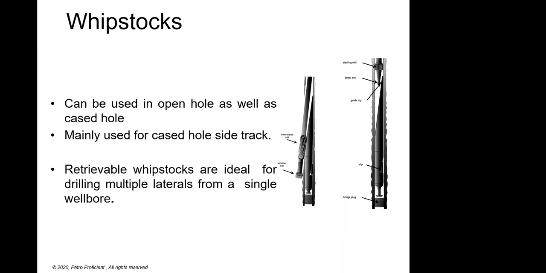So this is what the whipstock is that I just spoke about. As you can see here, it is mainly used in cased hole, and some of them are retrievable, some of them are permanent.